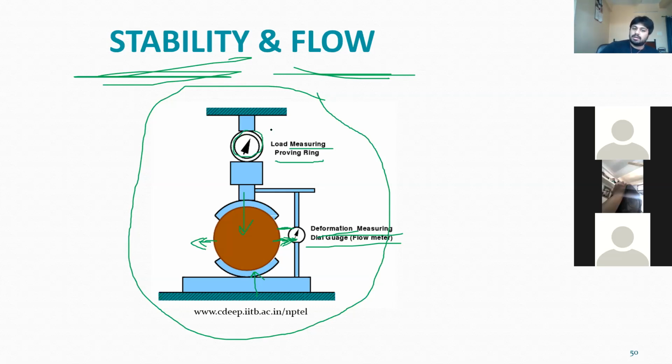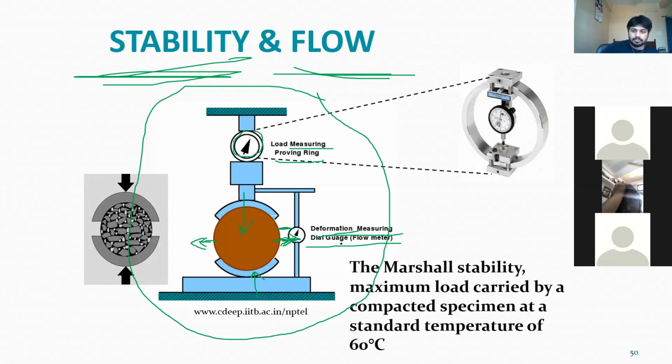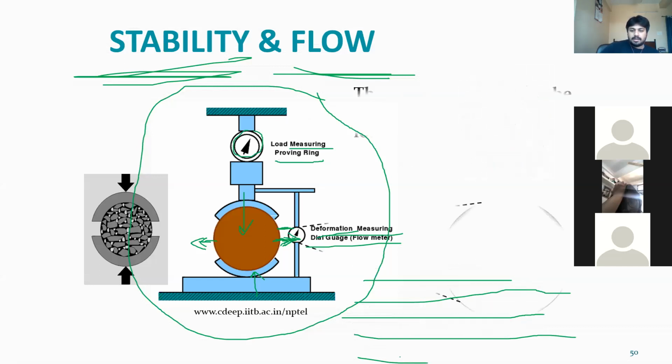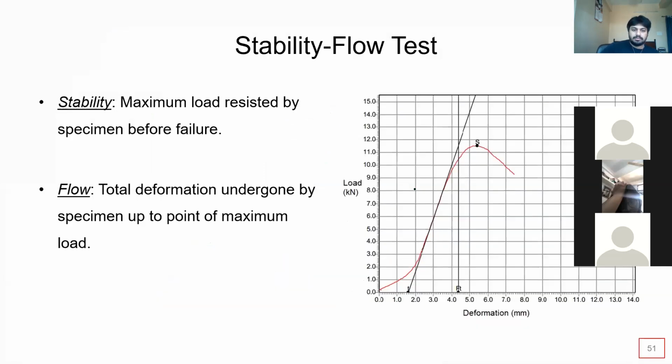So at every load we are calculating its flow, that means deformation. Okay, this is the load dial, the load measuring proving ring. Okay, the Marshall stability is the maximum load carried by the compacted specimen at a standard temperature of 60 degree centigrade. The flow is measured as the deformation at maximum load carried by the specimen. So the maximum load at which it fails is the stability, and the deformation corresponding to that load is called your flow.